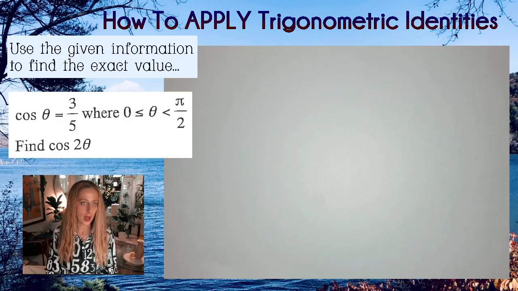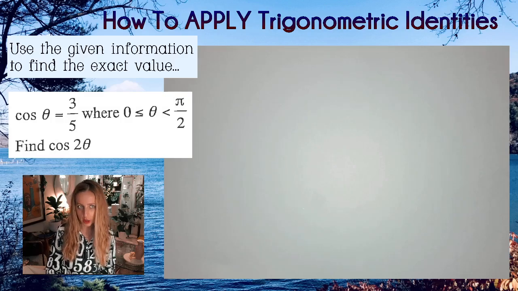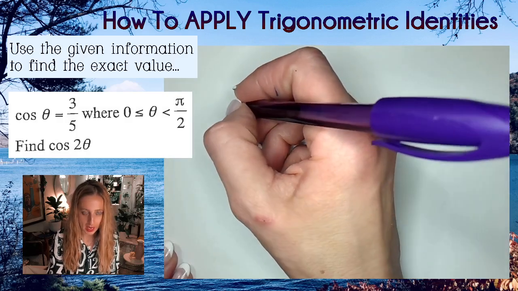By default, I want to draw a picture all the time, and some of you may want to also. However, it's not entirely necessary. For cosine of 2 theta, we have 3 different options for the identity.